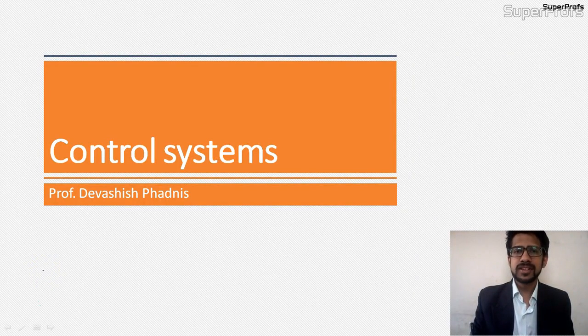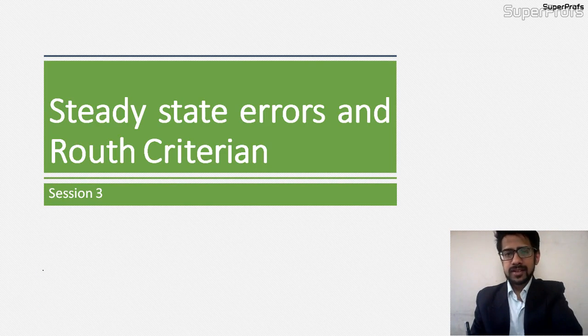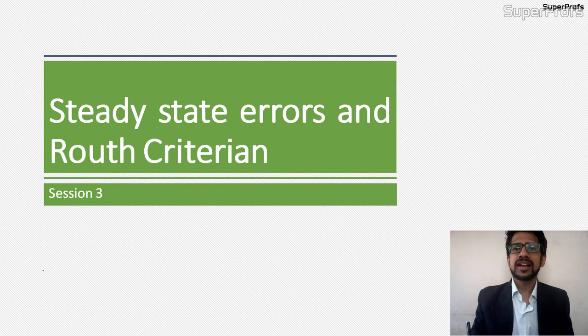In the previous session, we saw transient responses and the types of responses that we got in first order systems and in second order systems. In this particular session, we will be looking at steady state errors and Routh criteria.